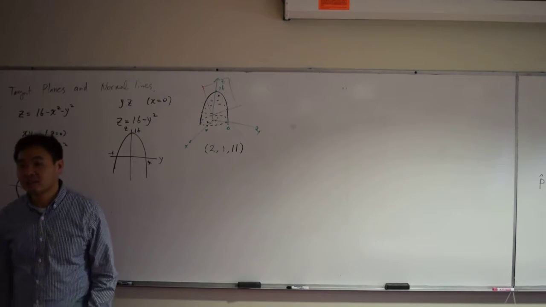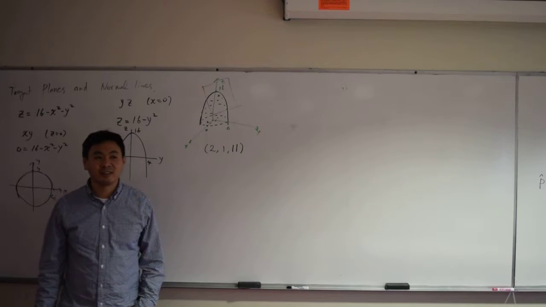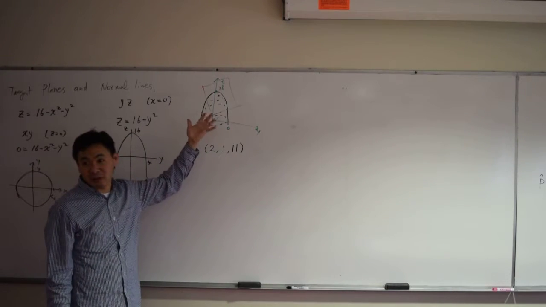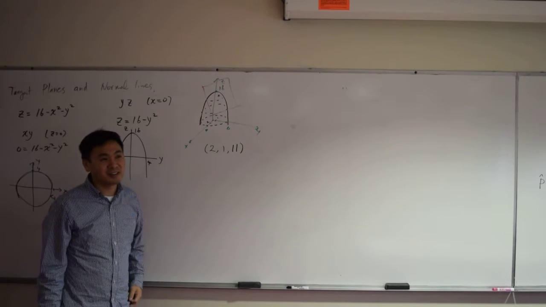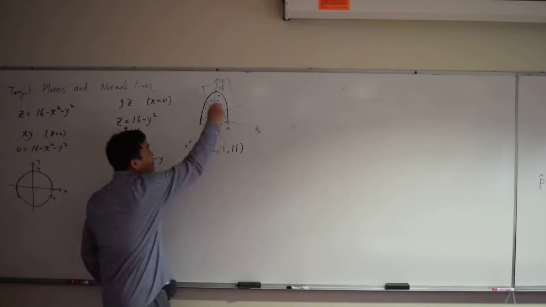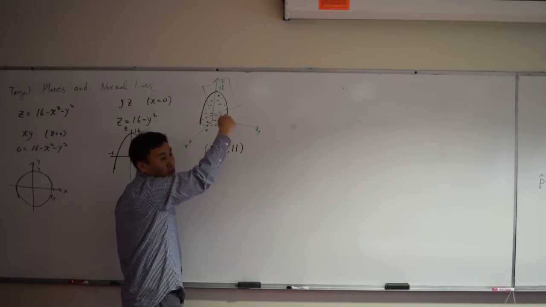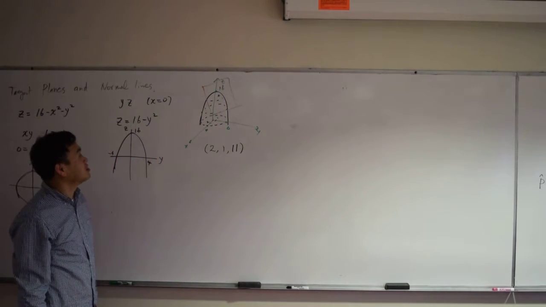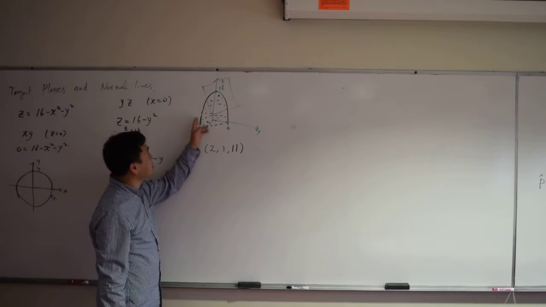Any ideas? Cross product. Okay, that's a good one, but the problem is we don't have two vectors to play with here. Usually if you had two vectors that lie inside the plane, you can just do the cross product to get the normal vector. But the thing is, we're only given the surface.